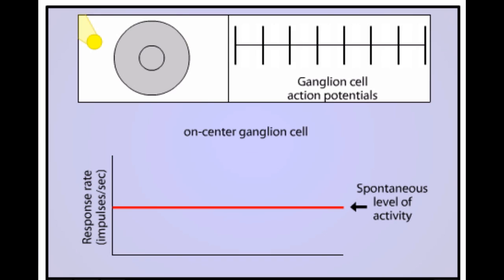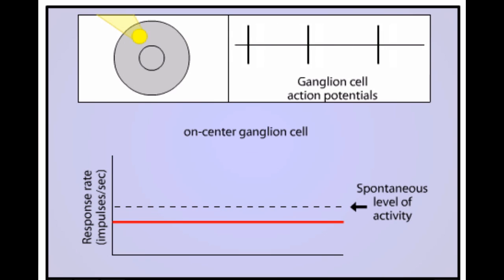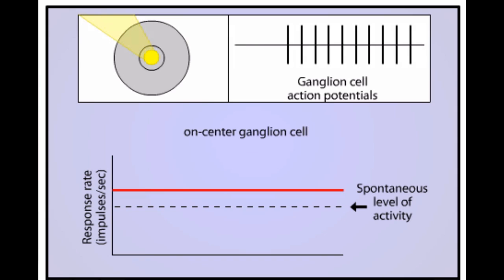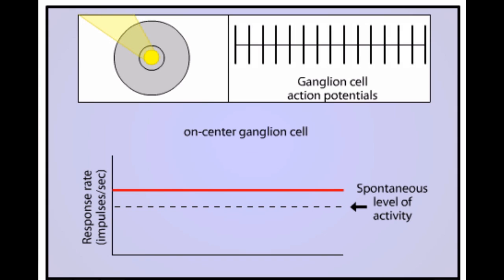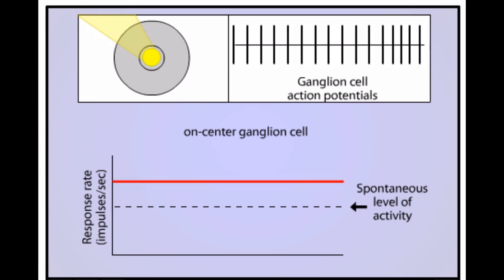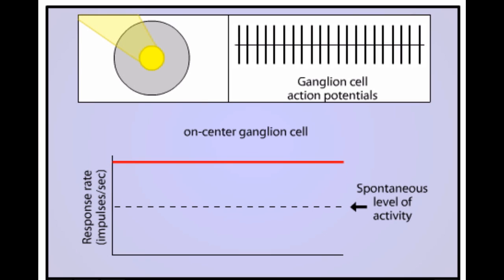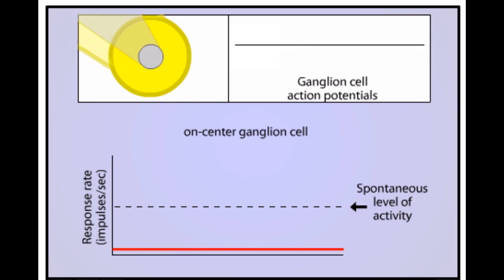Notice that when the light enters the surround region on this on-center ganglion cell, the level of activity recorded in the cell decreases. Conversely, a spot of light in the center of the receptive field increases the firing rate. A maximal response in an on-center ganglion cell is achieved when the entire center of the receptive field is illuminated. Likewise, if we illuminate only the surround with a ring of light, the ganglion cell is maximally inhibited.